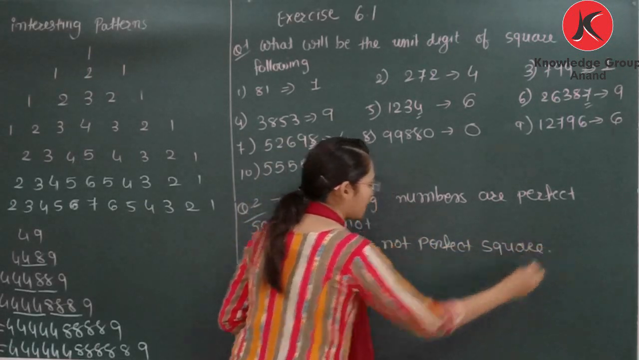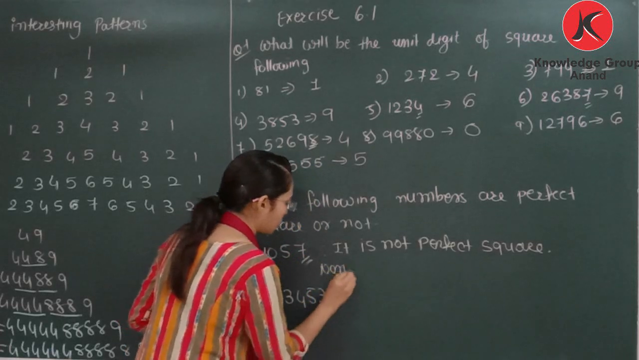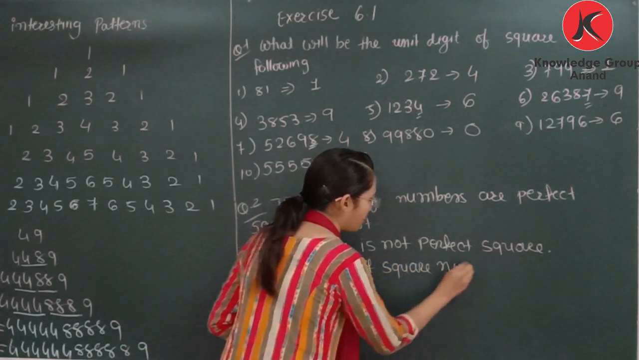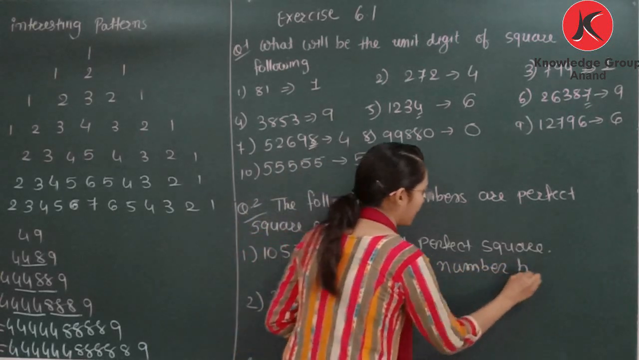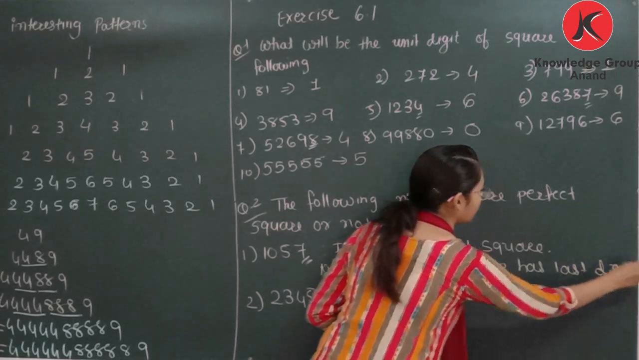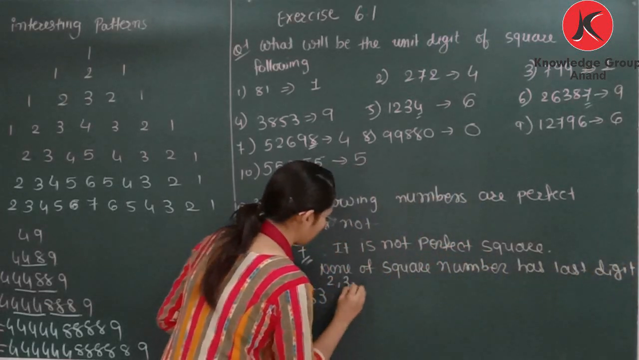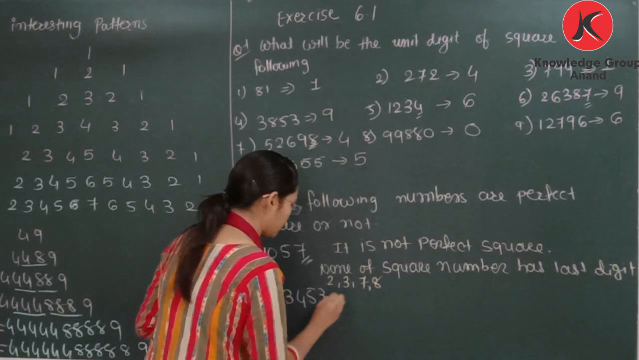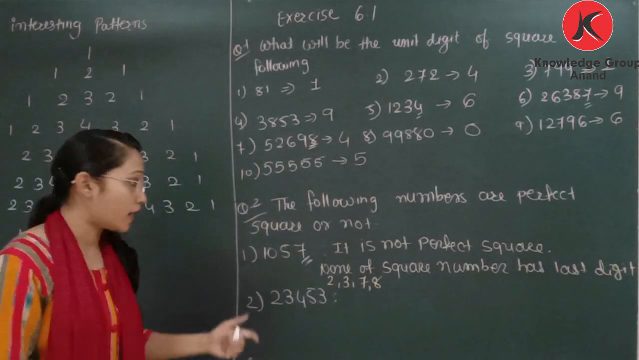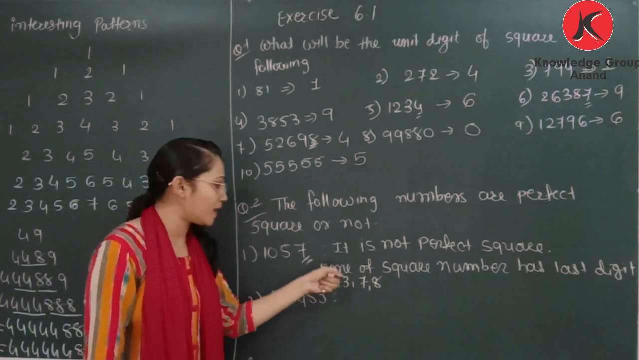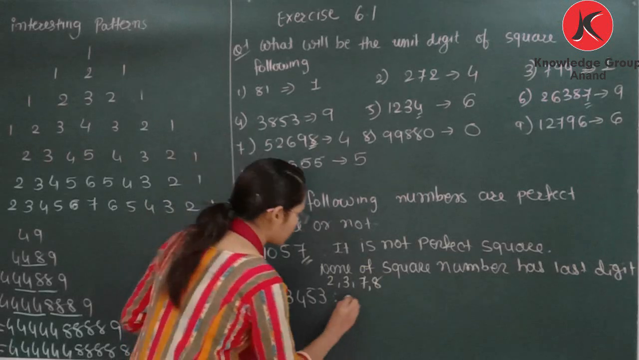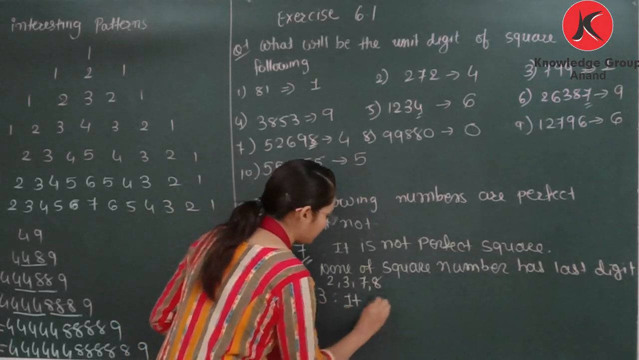Square. Reason is what? None of the square numbers has last digit 2, 3, 7 and 8. Now next one, you can see last digit is 3. So again you can write it is not a perfect square. Reason is same. None of the square numbers has last digit 2, 3, 7, 8. So it is not a perfect square.